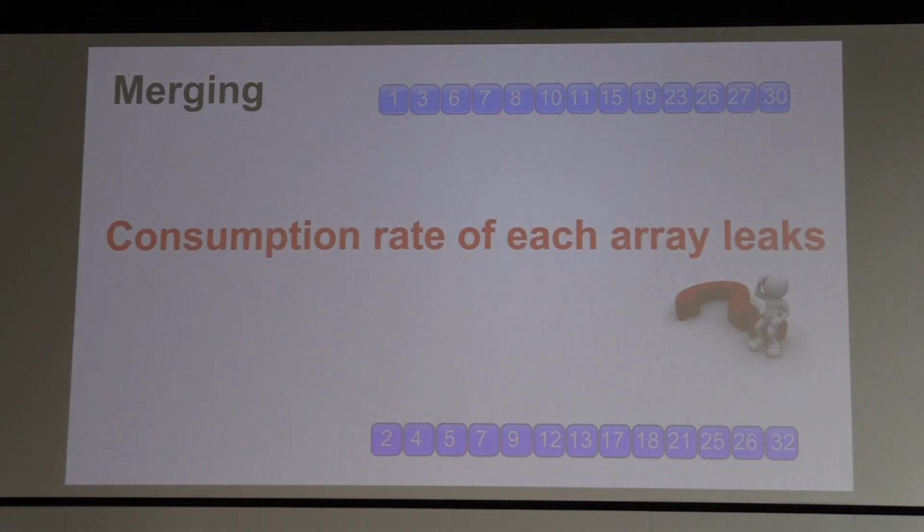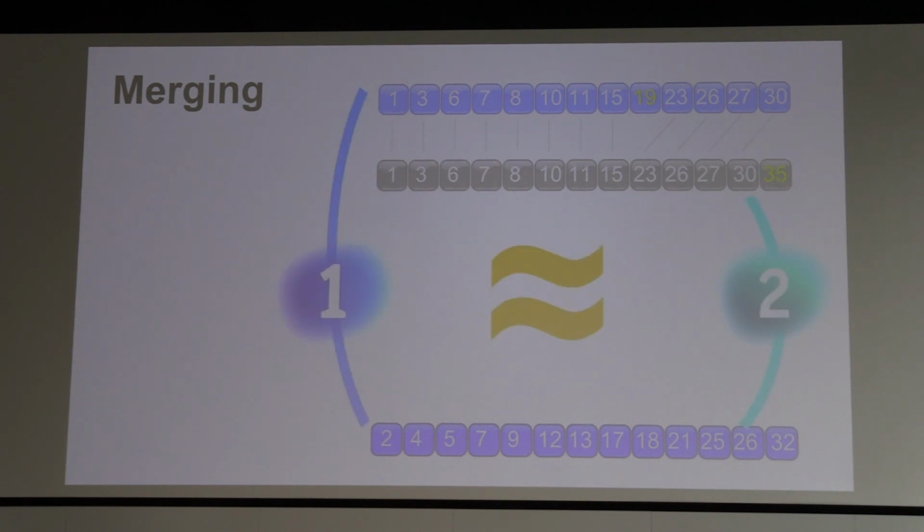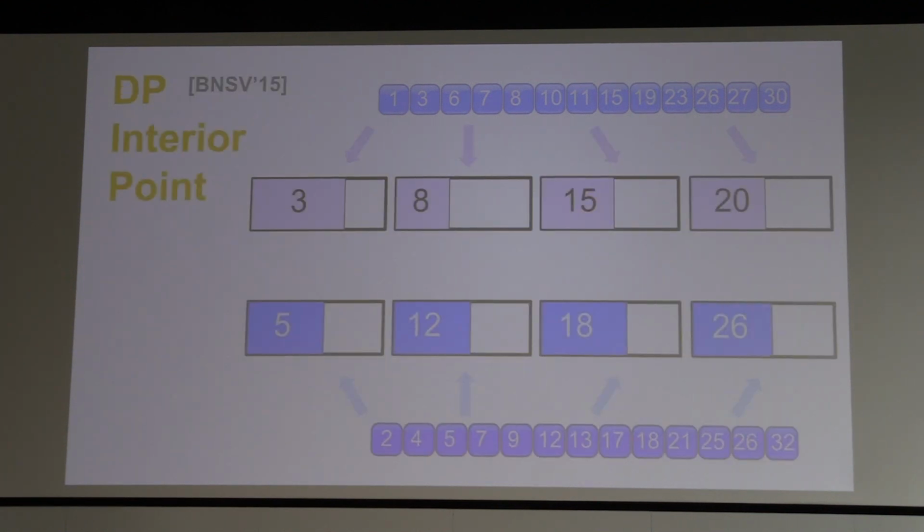So merging is a much more sophisticated algorithm. And the cool thing I want to mention is that it makes use of a really cool algorithm called differentially private interior point. This is a paper by Mark Bun, Kobbi Nissim, and others. I really love this algorithm.